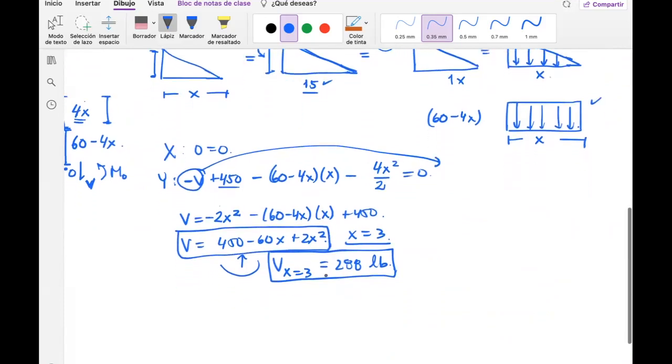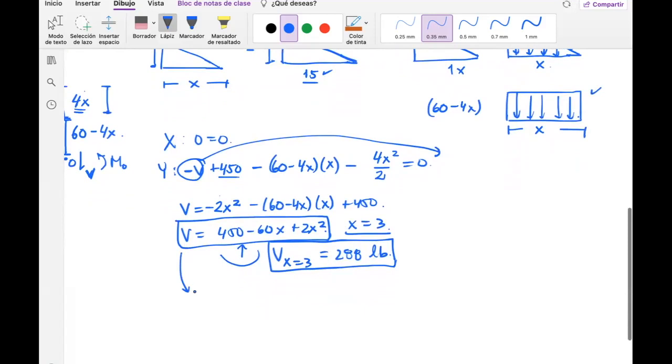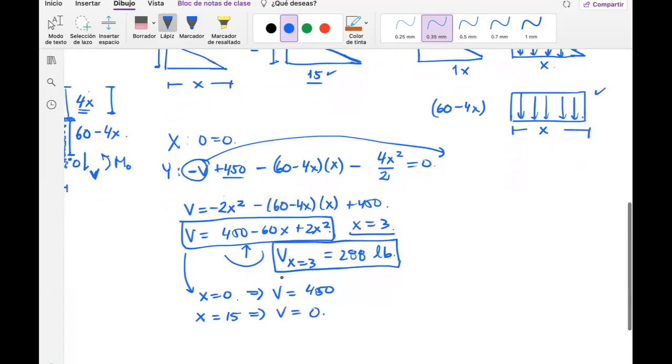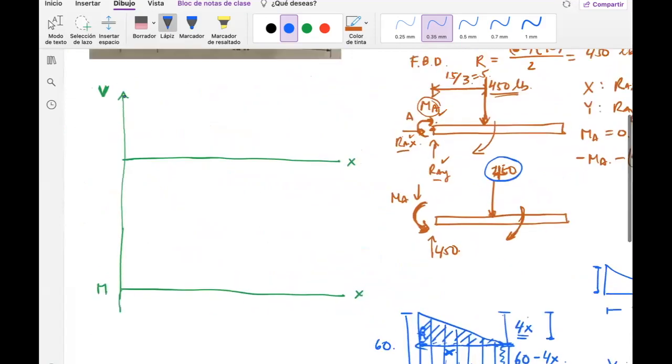In order to get this equation, you take the first point equal to 0, and if that happens, V equals 450. And if you do it at the end of the beam, you put 15, and this gives you V equals 0. You need to believe me on that. So it's as simple as this. It begins at 450, and then it's a parabola, concave up, so at the end it gets 0. That's what happens with this behavior. So this is the shear force.